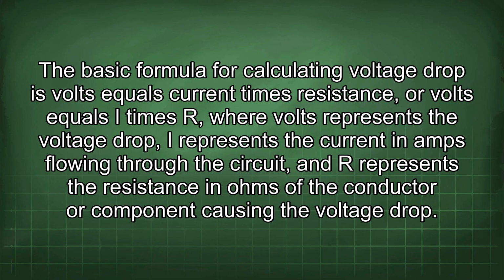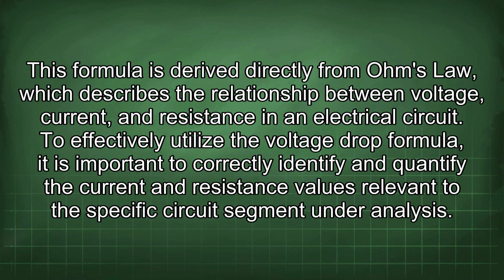The basic formula for calculating voltage drop is volts equals current times resistance, or V equals I times R, where V represents the voltage drop, I represents the current in amps flowing through the circuit, and R represents the resistance in ohms of the conductor or component causing the voltage drop. This formula is derived directly from Ohm's law, which describes the relationship between voltage, current, and resistance in an electrical circuit.